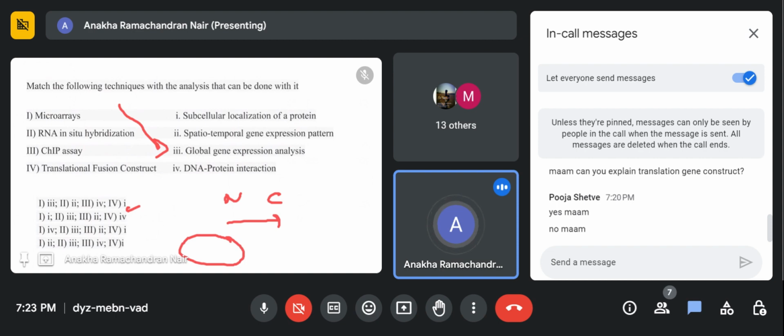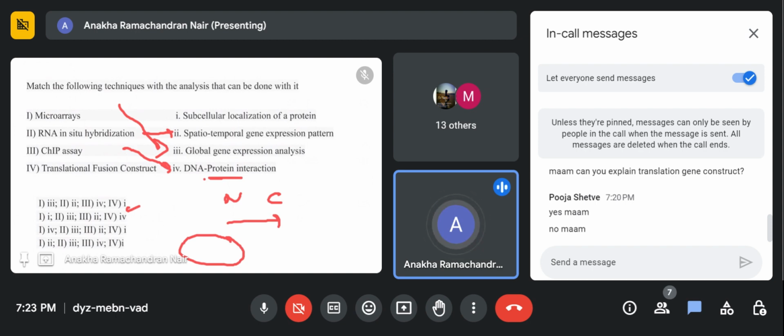Okay. Then RNA in situ hybridization is to figure out the location or the time at which certain RNA molecules are expressed in a cell. Okay. So that means it is spatiotemporal, that means space and time gene expression pattern. Chip assay or the chromatin immunoprecipitation assay is for DNA protein interaction, or in this case DNA histone interaction, and translational fusion construct is for subcellular localization of a protein.